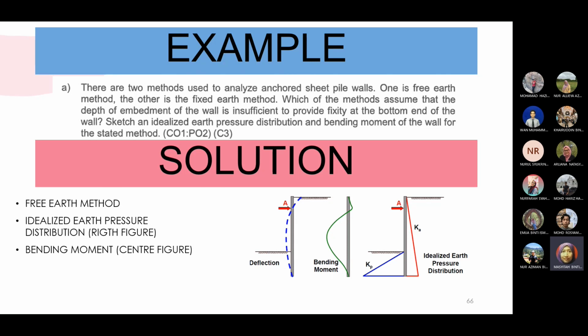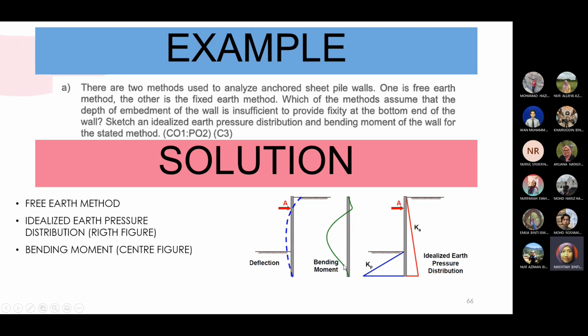So what is the answer? The first one is, of course, antara free earth ataupun fixed earth. Jawapan ni adalah free earth method. Kemudian in order to draw the idealized pressure distributions, so you can have from here. Maknanya you letak dia punya conditions. Ini adalah original retaining wall. Kemudian dia ada anchored wall here dekat position A.